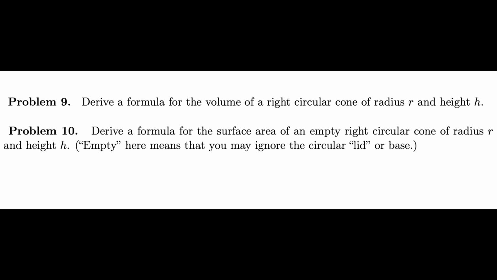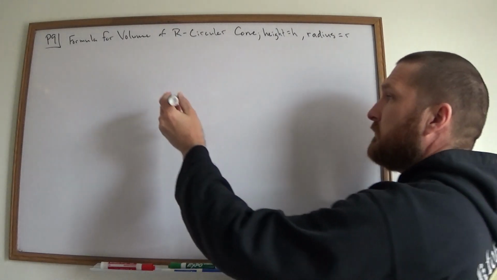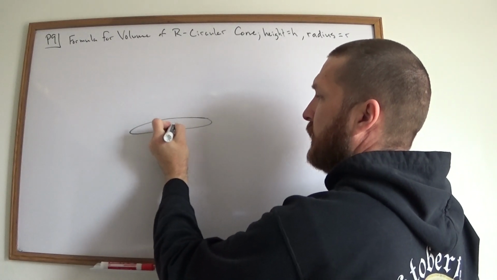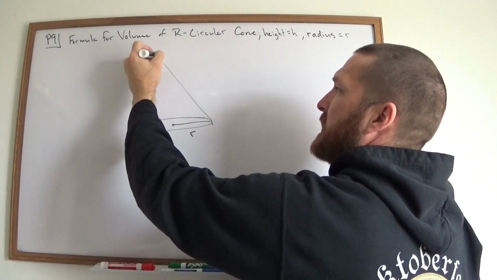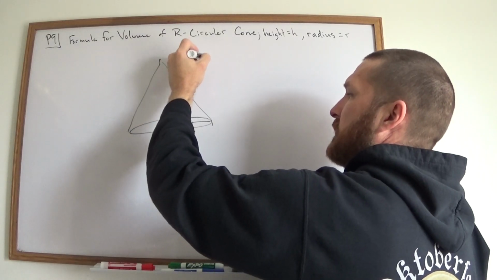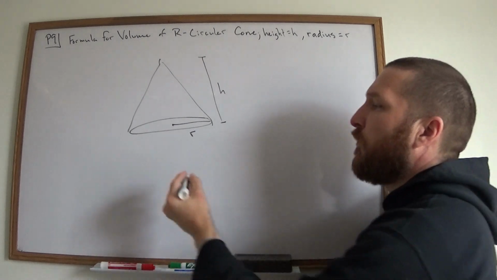Problem 9. Derive a formula for the volume of a right circular cone of radius r and height h. So, we have a cone, and for its base it has a circle of radius r, from there to there, and it has some height h. And height, of course, is measured this way, right? And some h. Now, what we want is a formula for the volume.